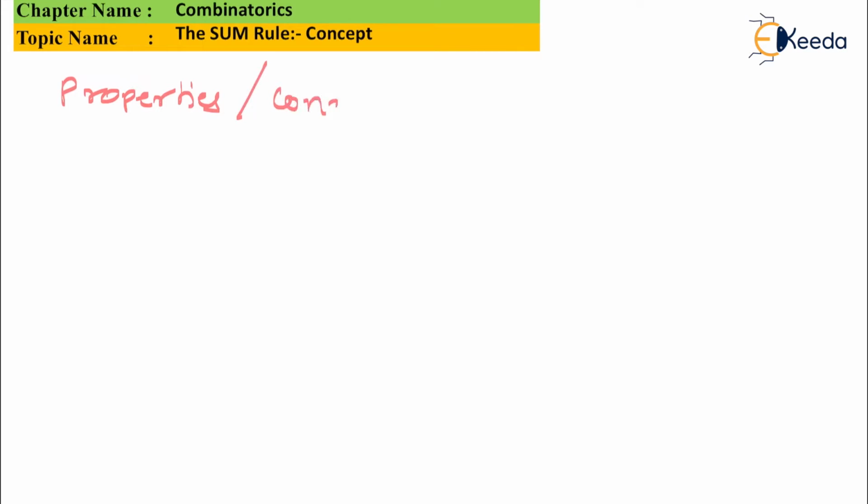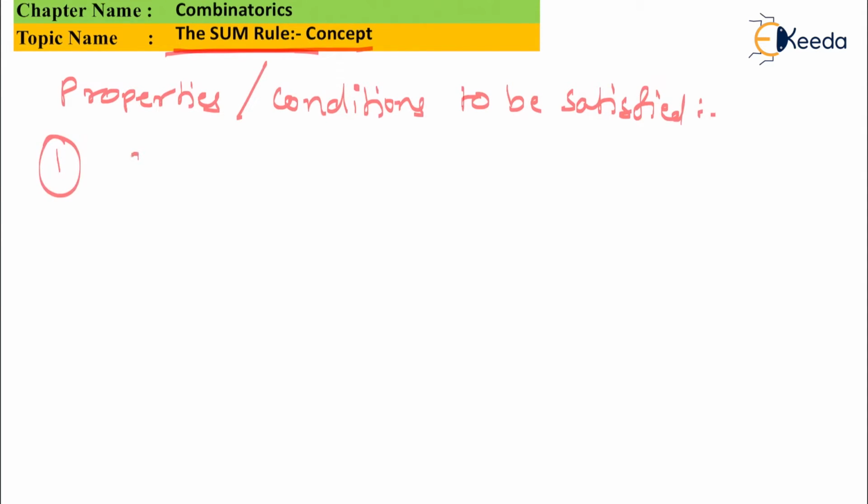The properties or the conditions, we should be interested more in when the sum rule is to be applied. So now, rather than writing the sum rule again and again, we know that we are talking about the sum rule. What should be observed in any particular question? Which condition should be observed? There should be exclusion in the choices.